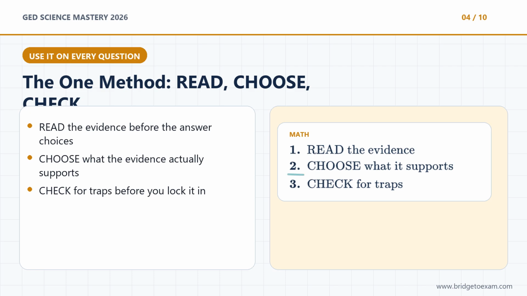Step 2. Choose the answer the evidence supports. A good answer usually stays careful and narrow, not dramatic. Step 3. Check for traps before you lock it in. Does the answer use extreme words, or the wrong units, or say more than the evidence proves? If it does, it is probably wrong.